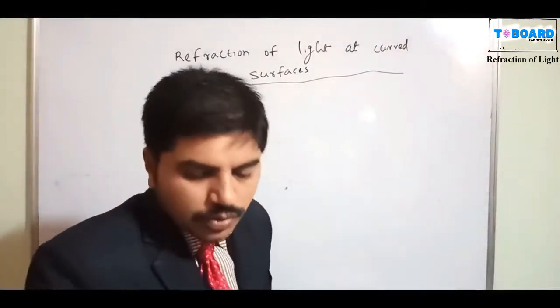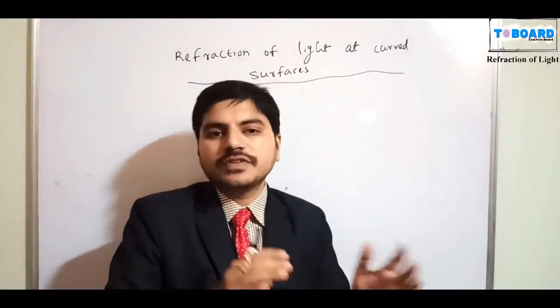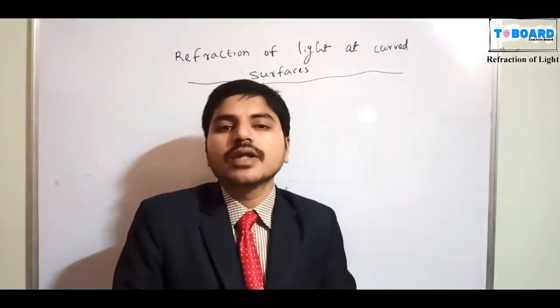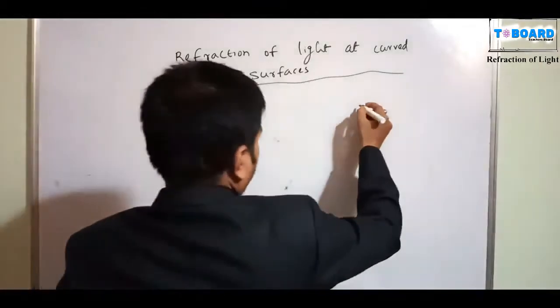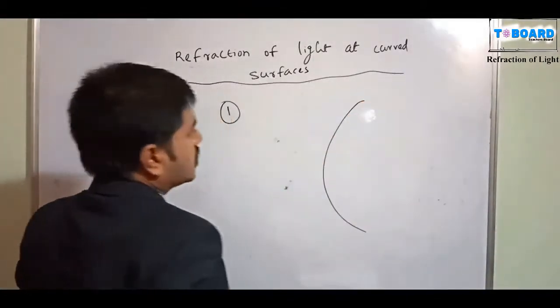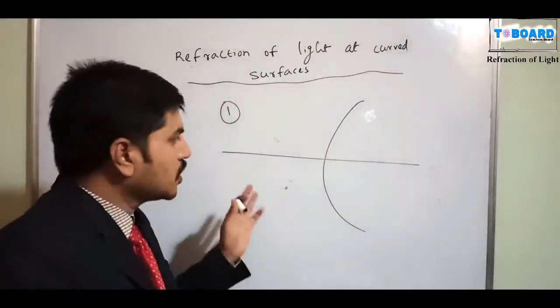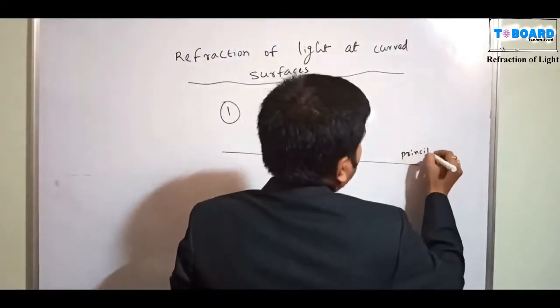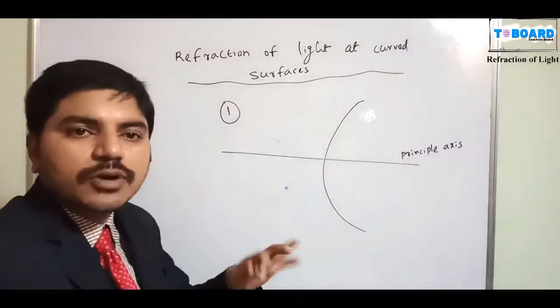Okay, now we'll go for the conditions. In our reflection topic we had different conditions, and here also we have conditions. I'm going to discuss in detail what kind of conditions they are. The first condition: just see here. This is a curved surface, it may be a lens. And we already know that this is called the principal axis. The principal axis divides the curvature into two equal parts.